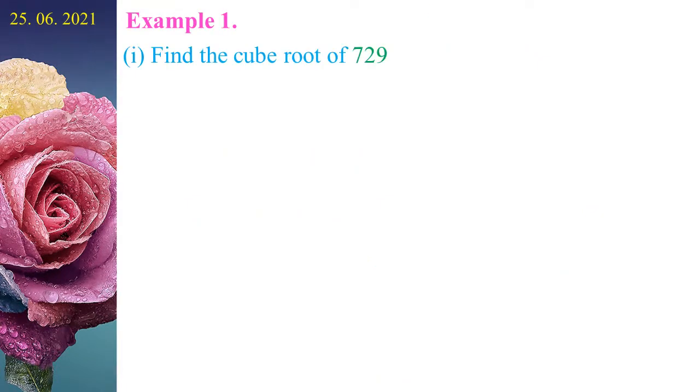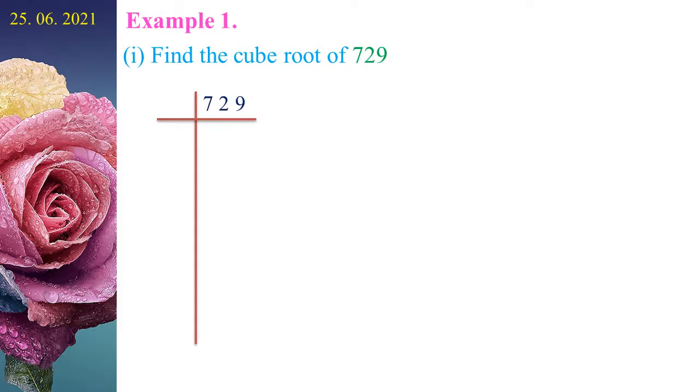Let's see how to find cube root of 729 using prime factorization method. First, we should find the prime factors of 729. In prime factorization method, we should use only the prime numbers. What are prime numbers? Prime numbers have only two factors, the number 1 and itself. Now we are going to find the prime factors of 729.